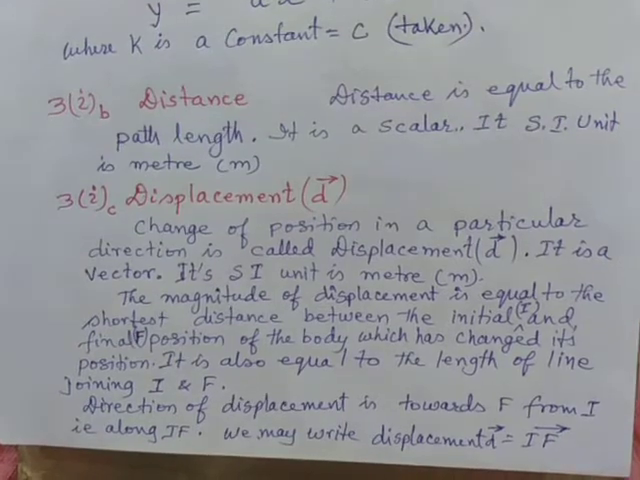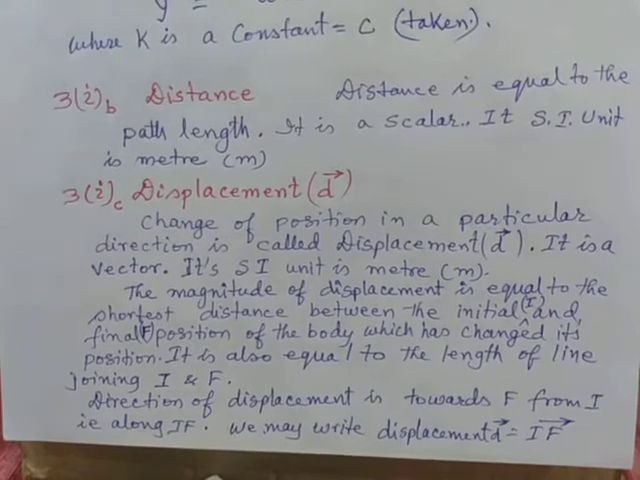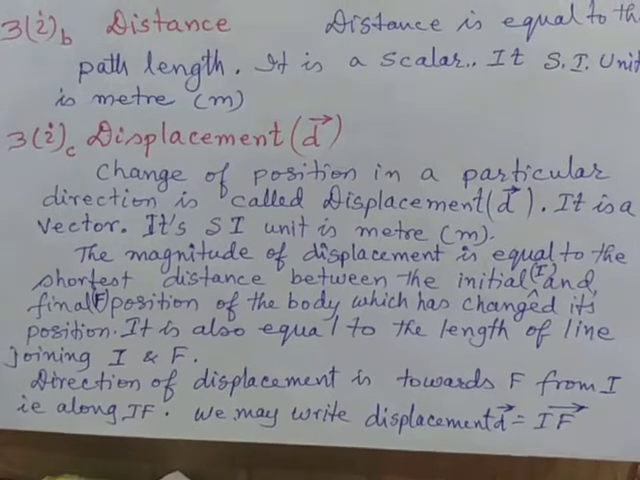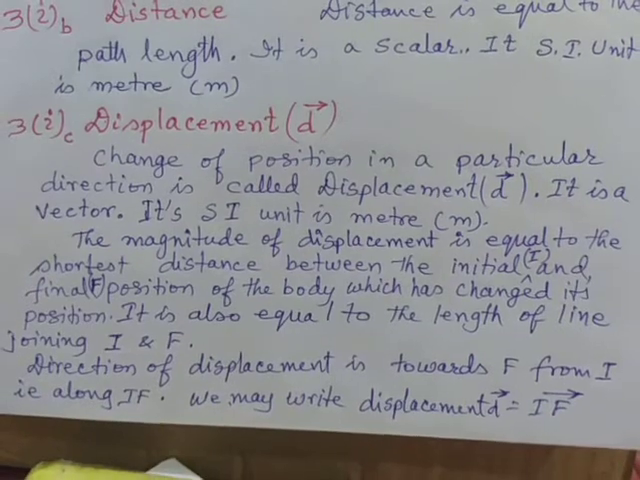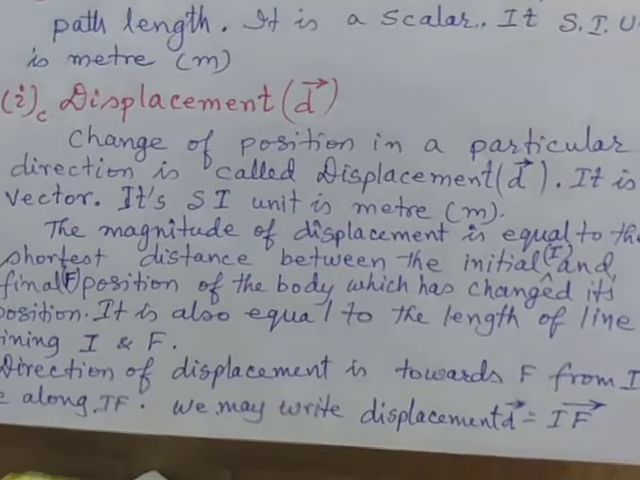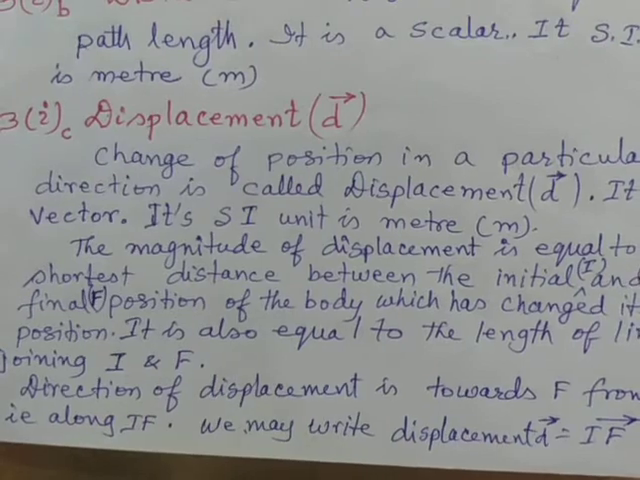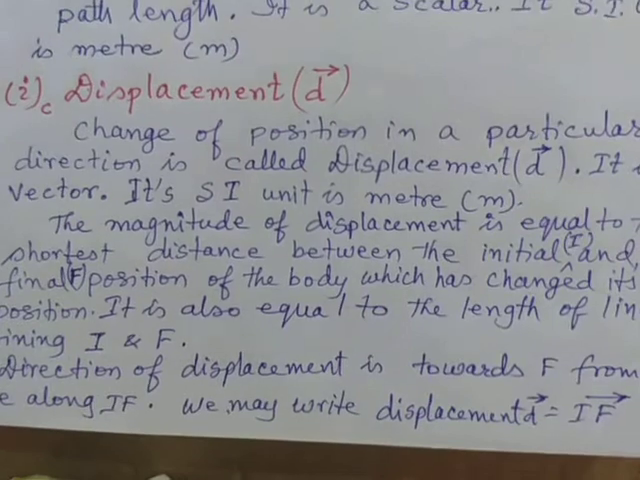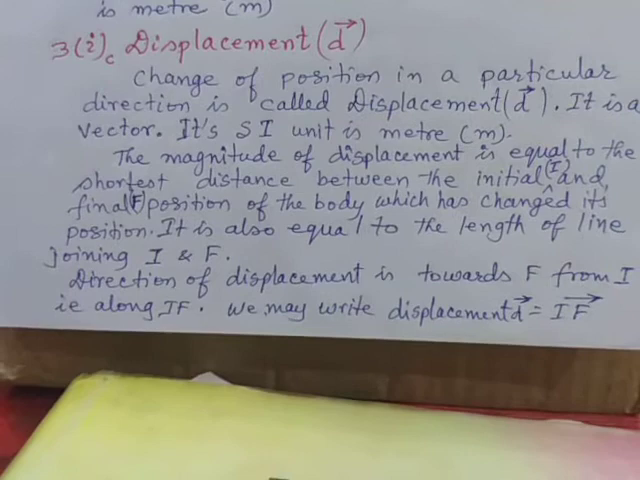Now, what is distance? Any path length is called distance. It is a scalar, its SI unit is meter. Now what is displacement? Whenever a body changes its position, the change of position in a particular direction is called displacement. And since it is a vector quantity, its SI unit is meter. So what is the magnitude of this vector quantity? What is the direction of the vector quantity? We need to know. The magnitude of displacement is the shortest distance between the initial position and final position of the body.